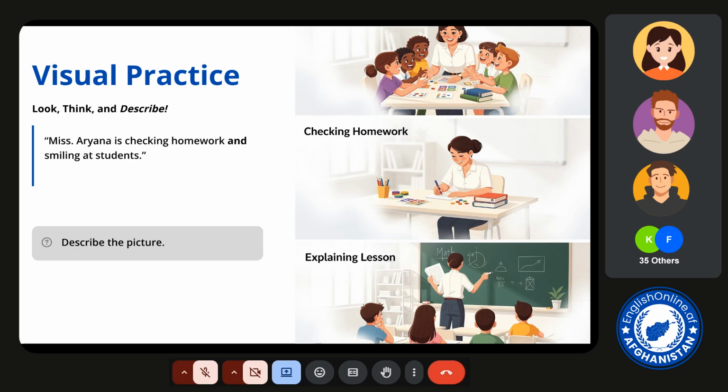Yes, teacher. In the first picture, Mrs. Aryana is taking homework and smiling at students. In the second picture, Mrs. Aryana loves drawing. She also enjoys coloring, and she draws a picture of a lion. In the third picture, she wakes up in the morning, eats breakfast, and goes to work. She teaches mathematics at school. She loves her students very much.